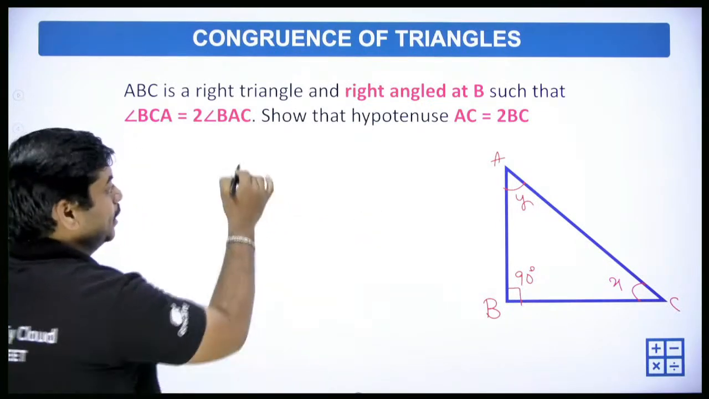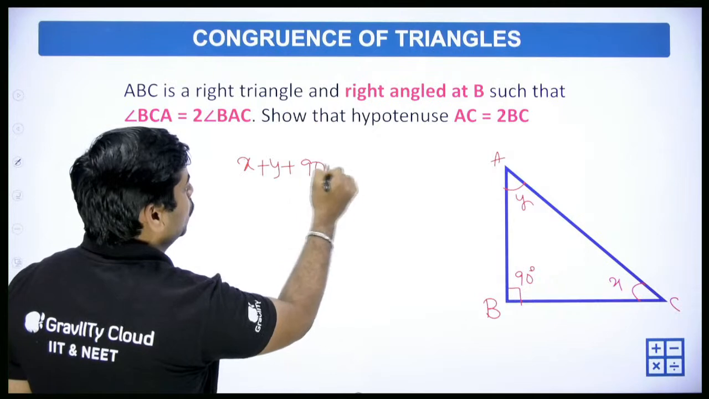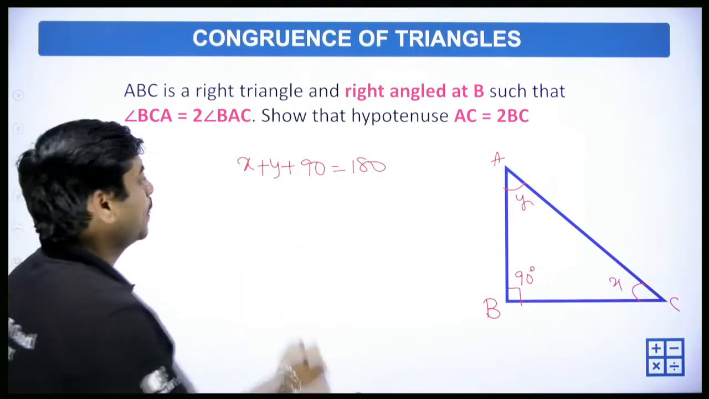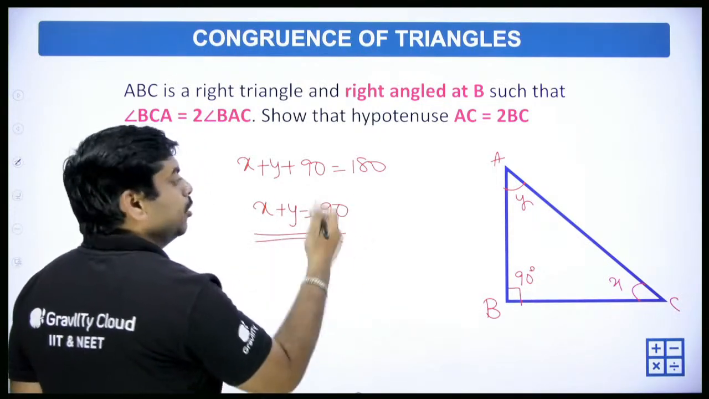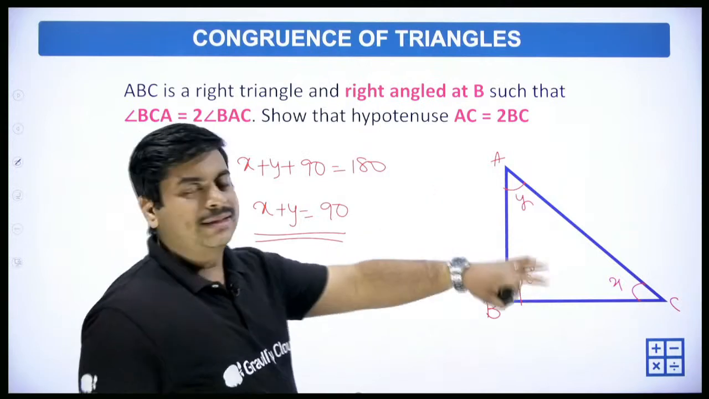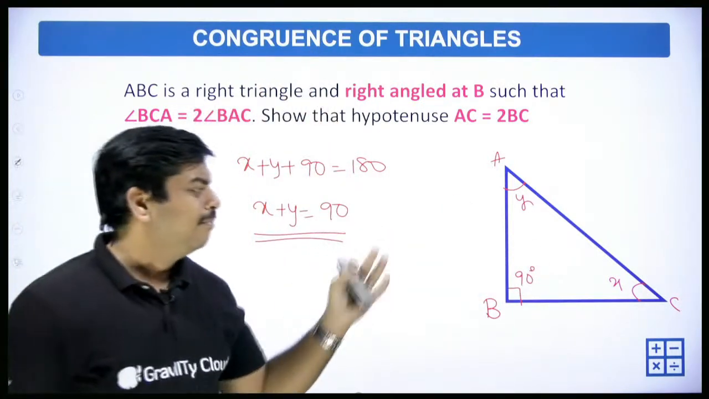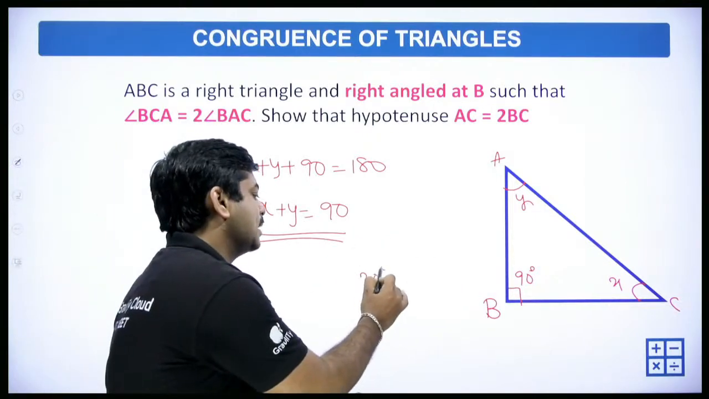I can say here one relation, that is X plus Y plus 90 is equal to 180, because the sum of the angles of a triangle is 180. From there you can bring X plus Y is equal to 90, right? So you can also bring Y is equal to 90 minus X, and given one is twice the other. So basically you will get the angles. One will be 30 and the other will be 60, okay? 30 degrees and 60 degrees.